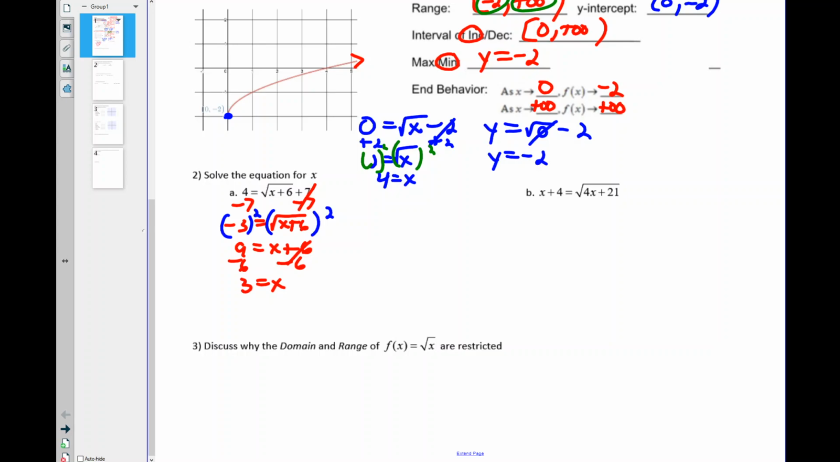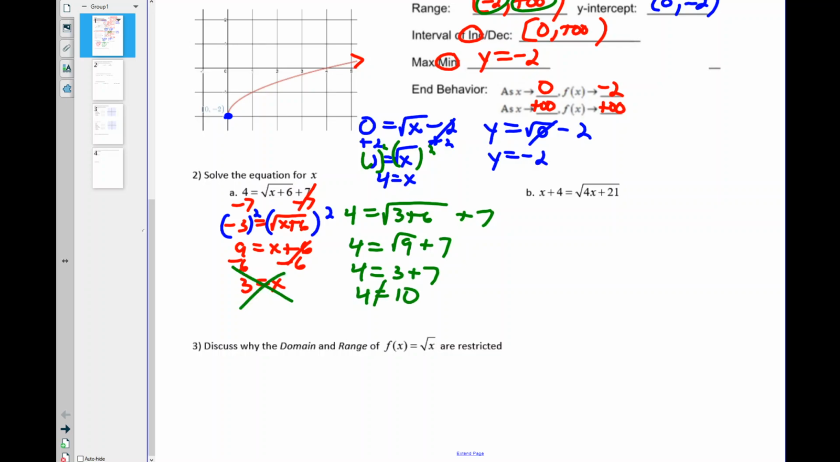So when we check for extraneous, 4 would have to be equal to square root of 3 plus 6 plus the 7 on the outside. So 4 would be equal to square root of 9 plus 7. So 4 would have to be equal to 3 plus 7. So 4 would have to be equal to 10, which is not true. Therefore, that's extraneous. So what's my solution? That there is no solution.